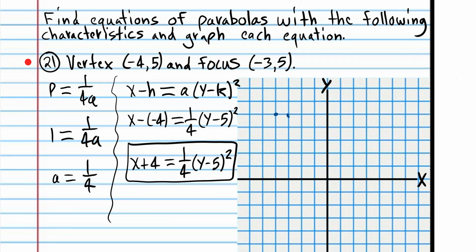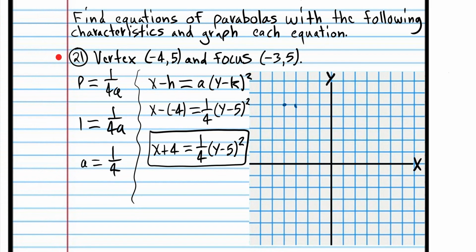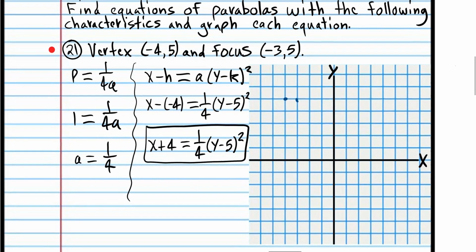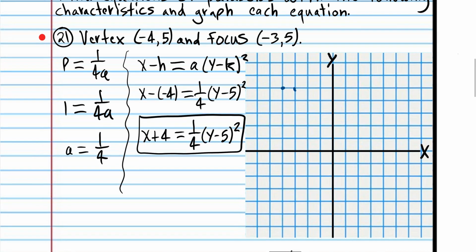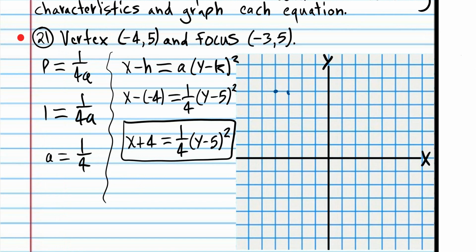It's hard to plug in x values and solve. It's much easier to plug in y values, so let's plug in y is equal to 4. Actually, let's plug in y is equal to 3. So if we do the math, 3 minus 5 is negative 2. Negative 2 squared is 4. 4 times 1/4 is 1. And then subtract 4 from both sides, we get negative 3. So if y is positive 3, 1, 2, 3, then x is negative 3. So 1, 2, 3. So we have a point there.